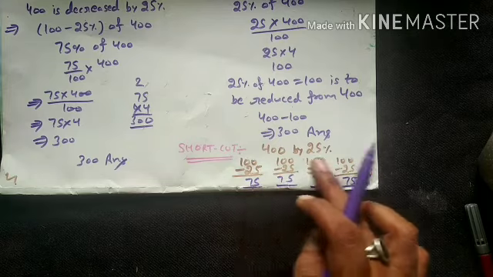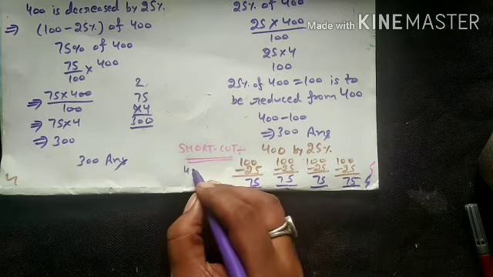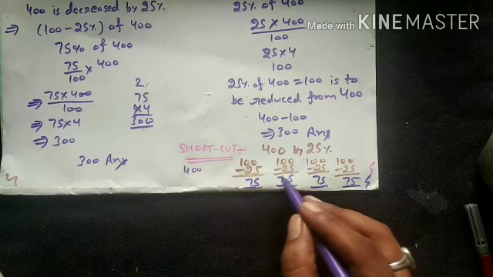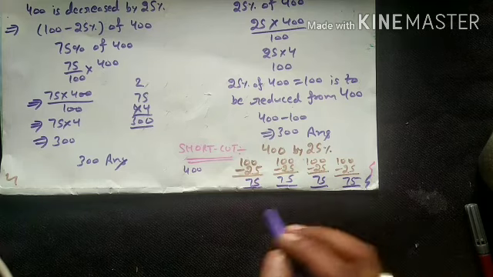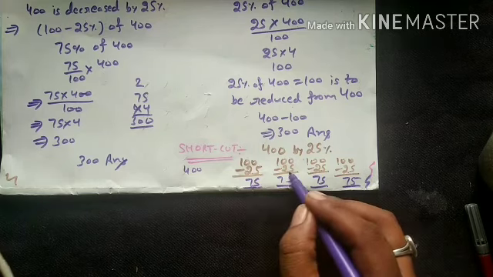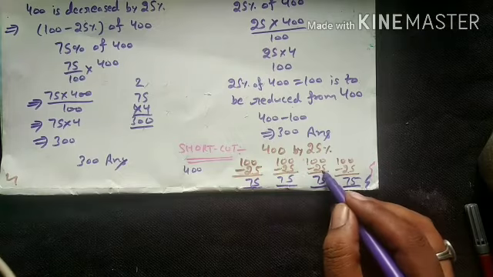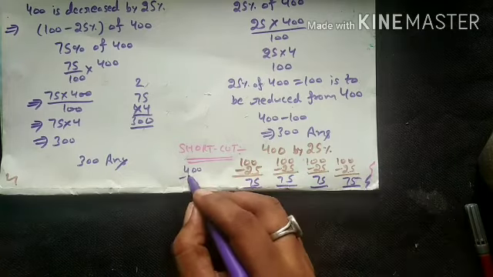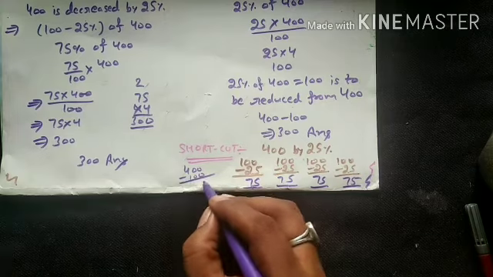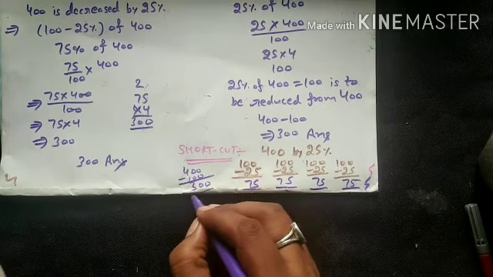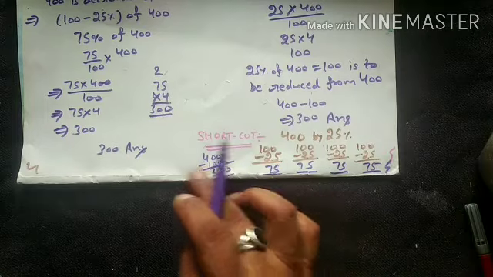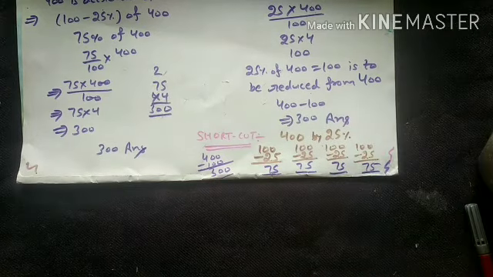If the number is 400, then how much have we subtracted? We have subtracted 25, 25, 25 and 25. So 25 plus 25 is 50, 50 plus 25 is 75, and 75 plus 25 is 100. So I have subtracted 100 and got the answer 300. So student, you can see the answer is 300. This was the shortcut technique I have explained in this video.